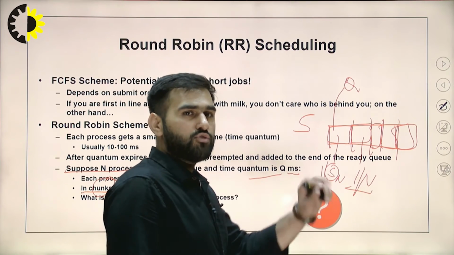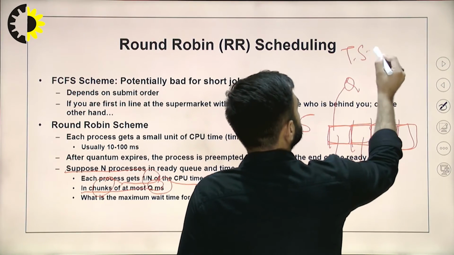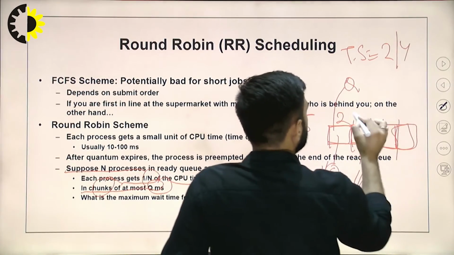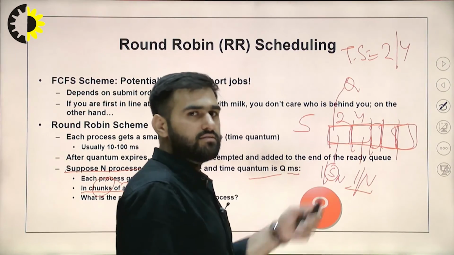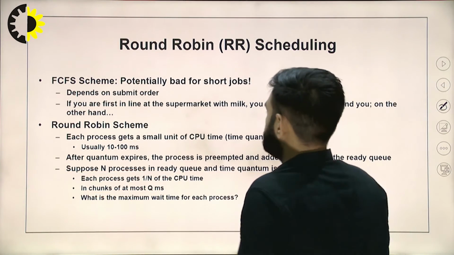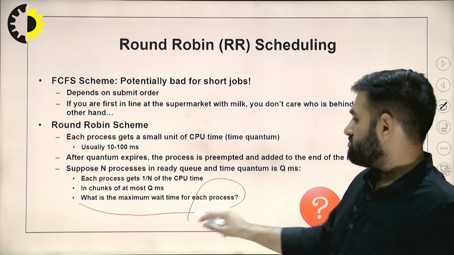What is the time quantum for this round robin scheduling? If the time slice is 2 seconds, then it is a maximum of 2 seconds. If it is 4, a maximum of 4 seconds, and so on. What is the maximum waiting time for each process? We will see.